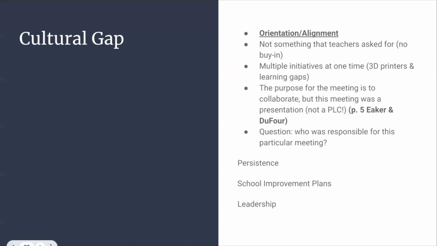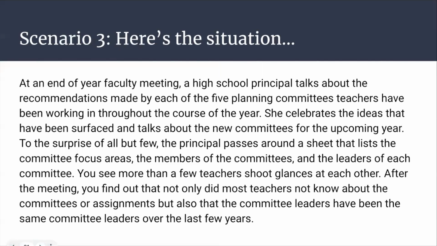especially in decision making. Here is scenario 3. Again, feel free to pause to read by yourself on your own if that works for you, or you can continue the video so you can hear it. Scenario 3.